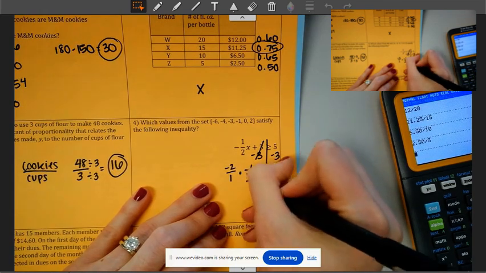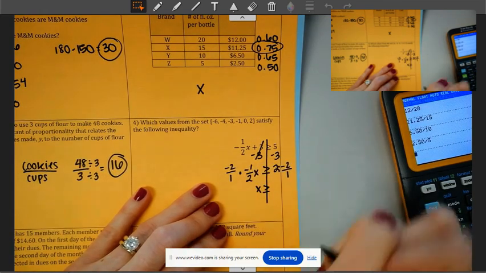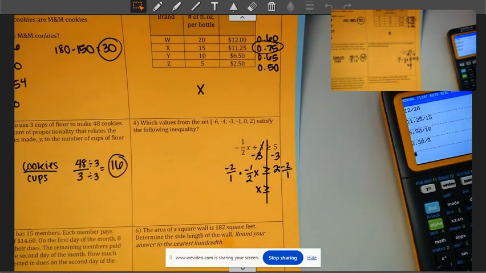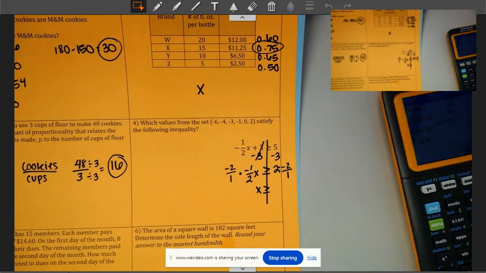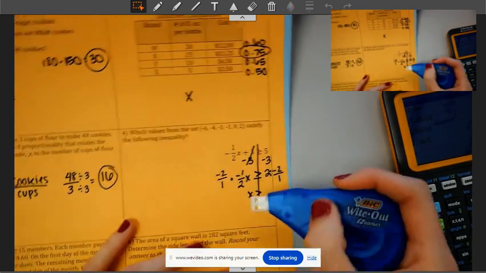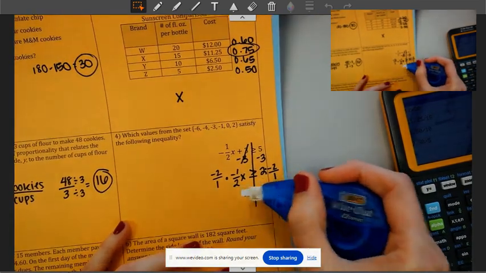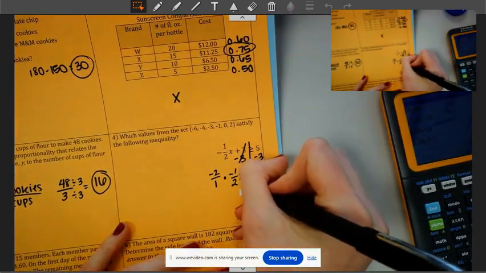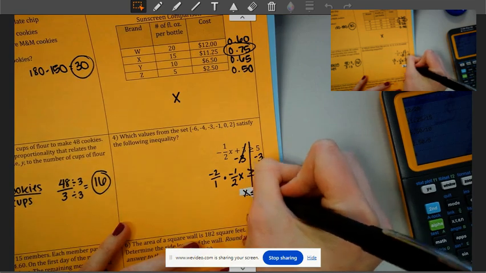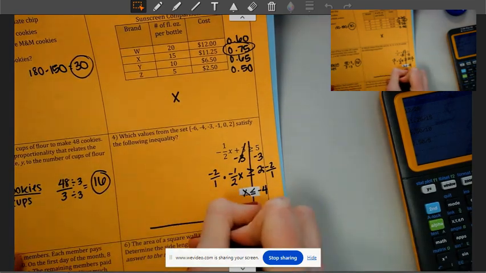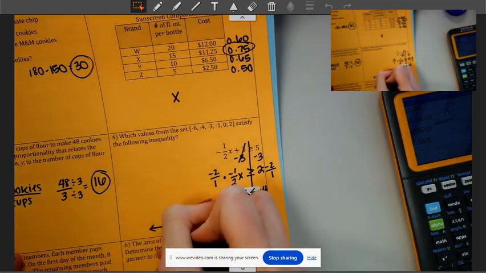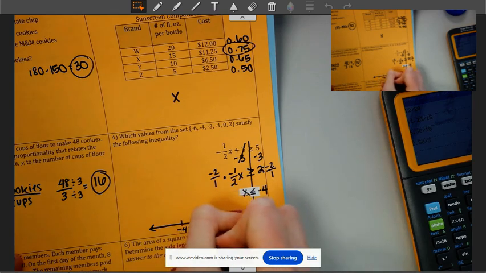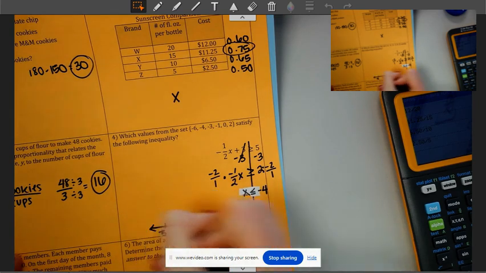And I get X is greater than or equal. Oh, almost made a mistake here. Some of you may have caught that. When you have inequalities, and you multiply or divide by a negative number, I have to flip the sign. So this is not going to be greater than or equal to anymore. Instead, X is going to be less than or equal to negative 4. Well, if I were to put that on a number line, we have negative 4, negative 3, negative 5.